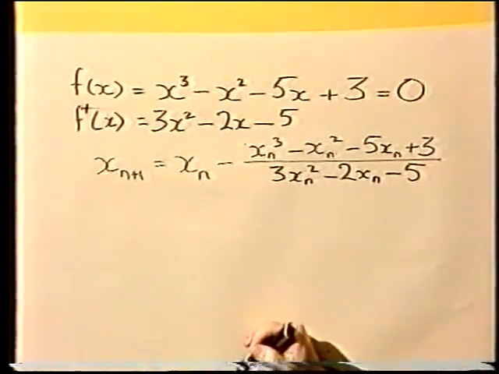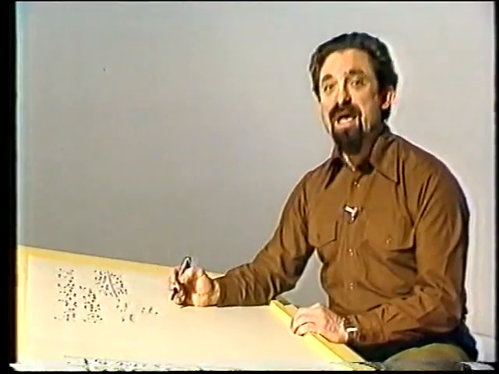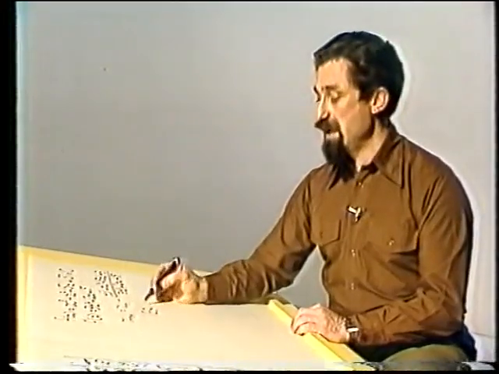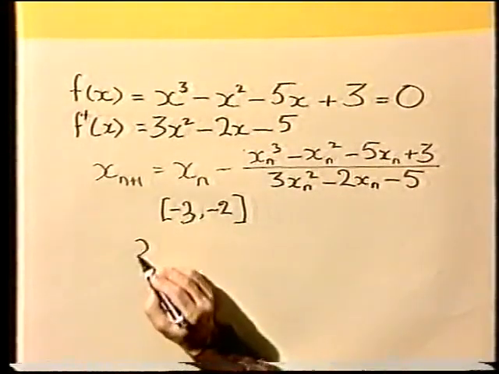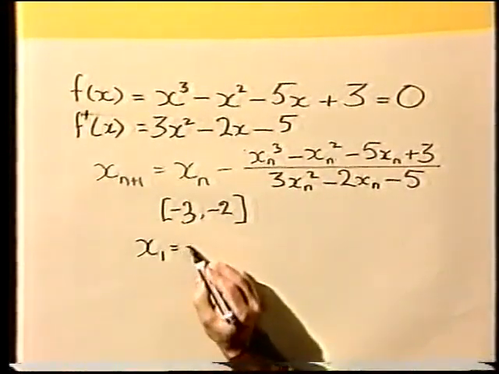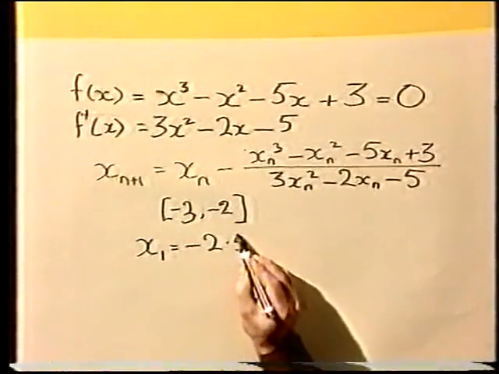And that's my Newton-Raphson iteration formula. Now, this formula will find all three solutions, and after the program we're going to ask you to do just that. But I'm going to find the solution between -3 and -2. So I'll take as my starting value x1 equals -2.5.